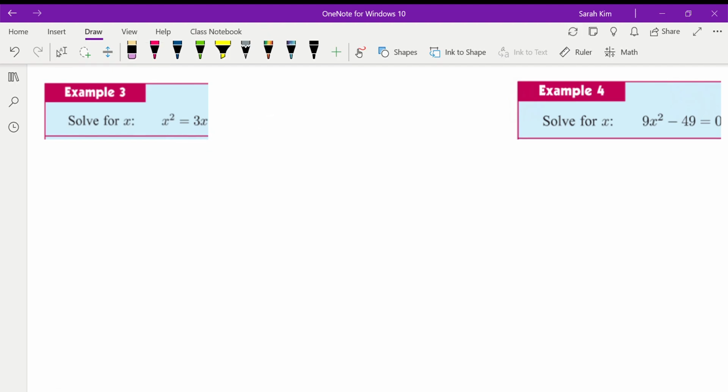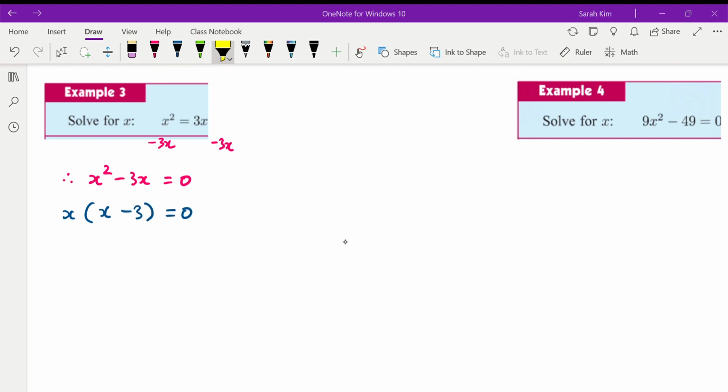So what you actually have to do is put them all on one side, like we have been doing. So minus 3x on this side, minus 3x on this side. So therefore, we get x squared take 3x equals 0, and then you can use common factors. x, factor it out, so x squared divided by x is x, then minus 3 equals 0.